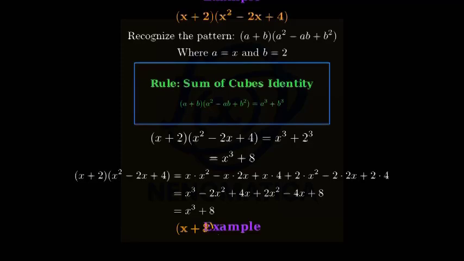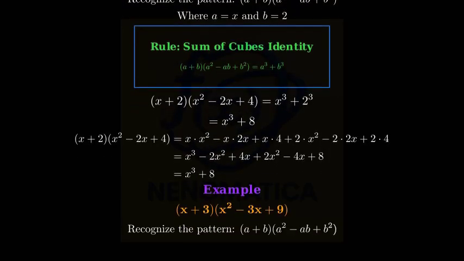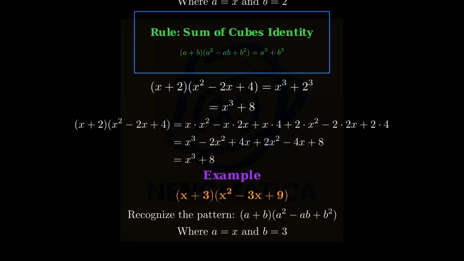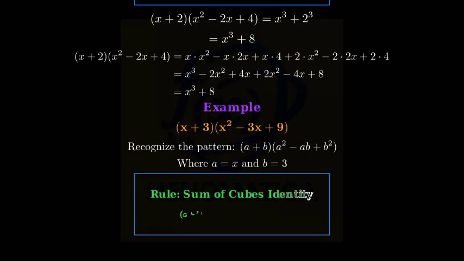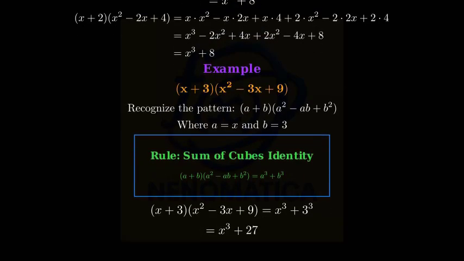We need to find the value of this expression: x plus 3, multiplied by x squared minus 3x plus 9. Again, we can recognize the pattern of our sum of cubes formula, where a is x and b is 3. Let's apply the sum of cubes identity again. The rule states that a plus b multiplied by a squared minus ab plus b squared equals a cubed plus b cubed. Now, let's apply this formula to our second expression. First, we substitute x for a and 3 for b in the right side of our identity. This gives us x cubed plus 3 cubed, which equals x cubed plus 27.